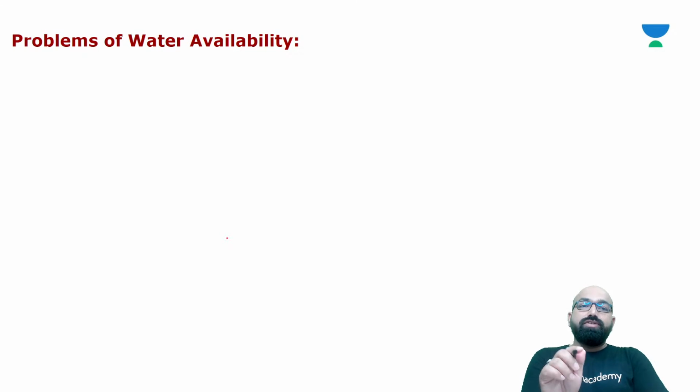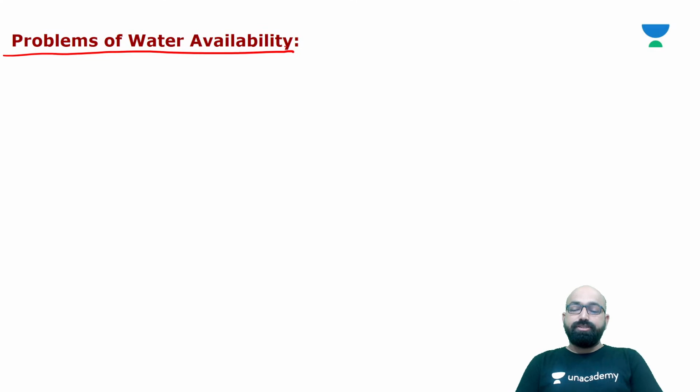Now, we'll see the problems of water availability. There is scarcity of water in many regions of the world: most of Africa, West Asia, South Asia, parts of Western USA.